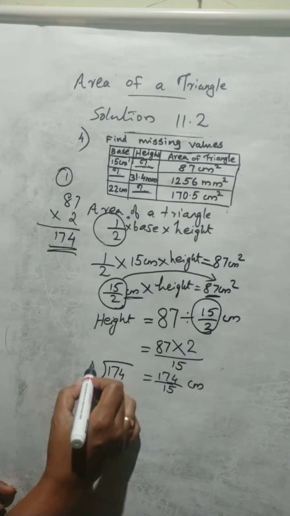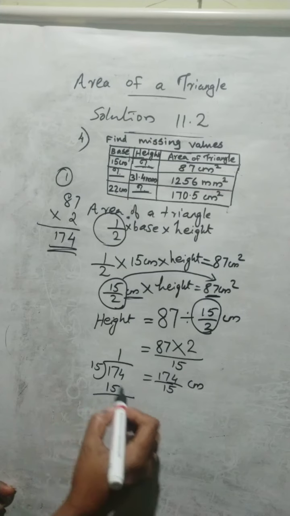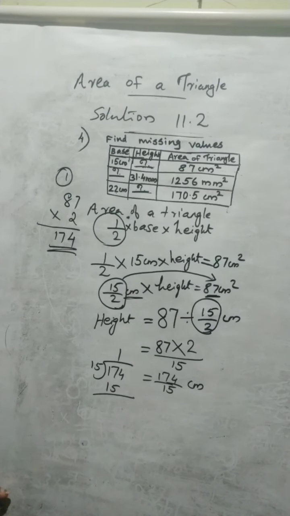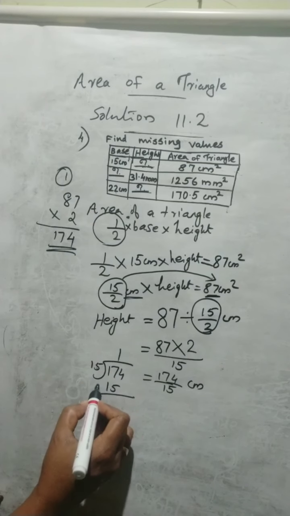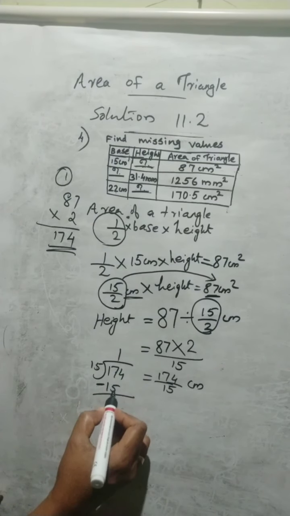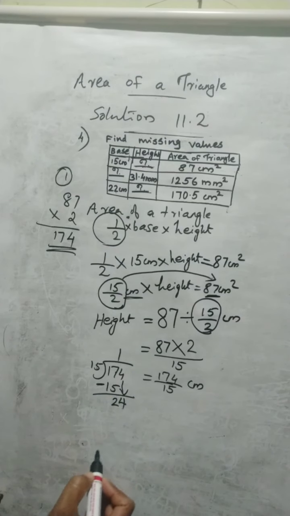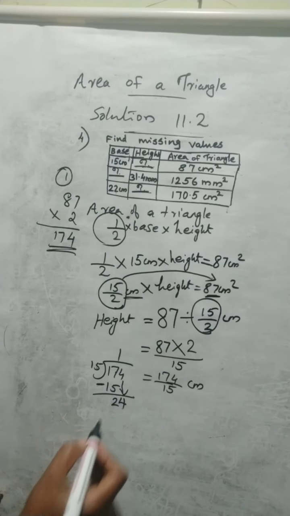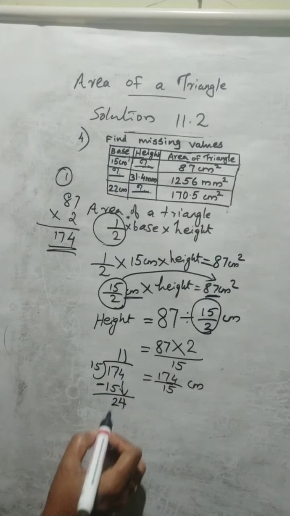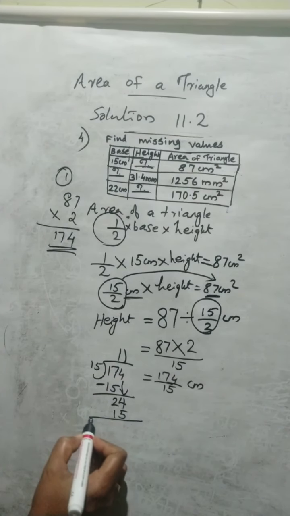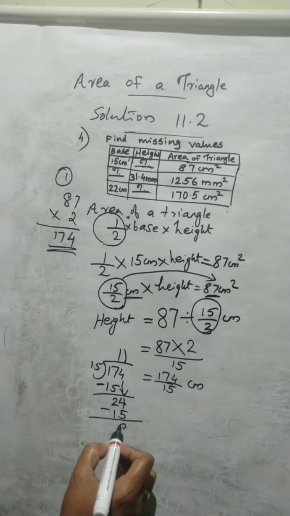We can divide 174 by 15. 1 times 15 is equal to 15. How many 15s are there in 17? 1 time. So 1, 15, 15 here. Then subtract 17 minus 15, 2. Then write down this 4, 24. How many 15s are there in 24? 1. So 1 again. That will be 15. Then subtraction. 24 minus 15 is equal to 9.